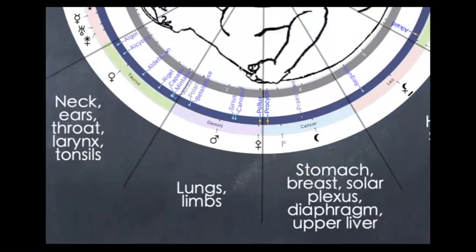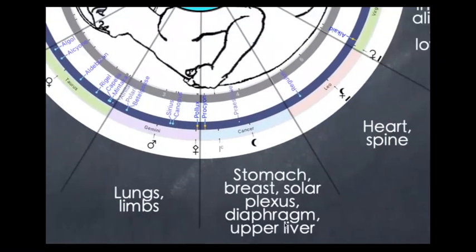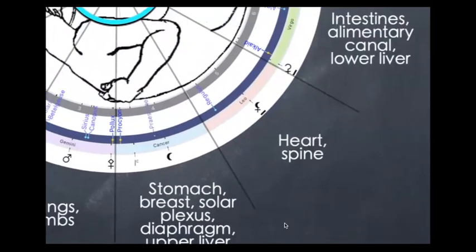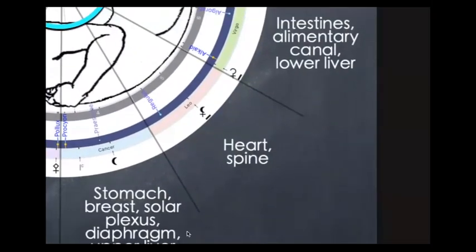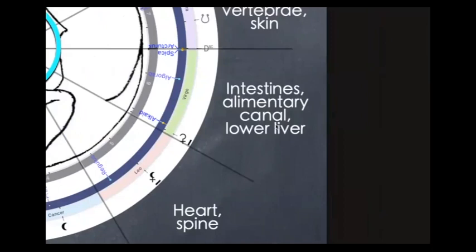The lungs and the limbs is Gemini. Cancer is the stomach, breast, solar plexus, diaphragm, upper liver. I just did an upper and lower liver case. A friend, the upper liver, fit like a glove. The heart and the spine is Leo. That's important. The spine is there. Virgo, intestines, alimentary canal, lower liver.